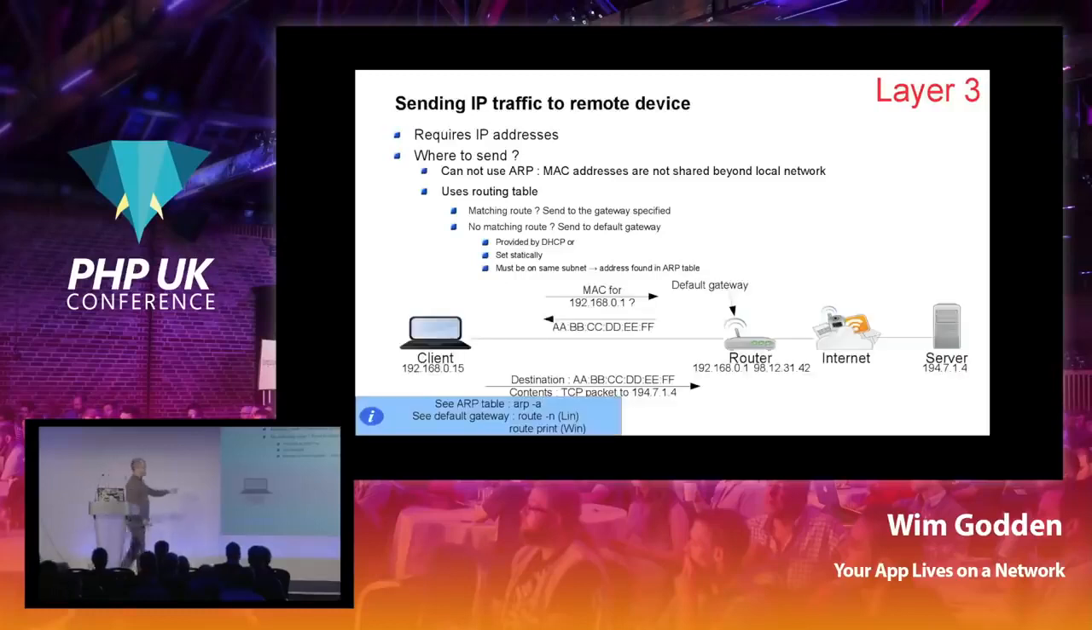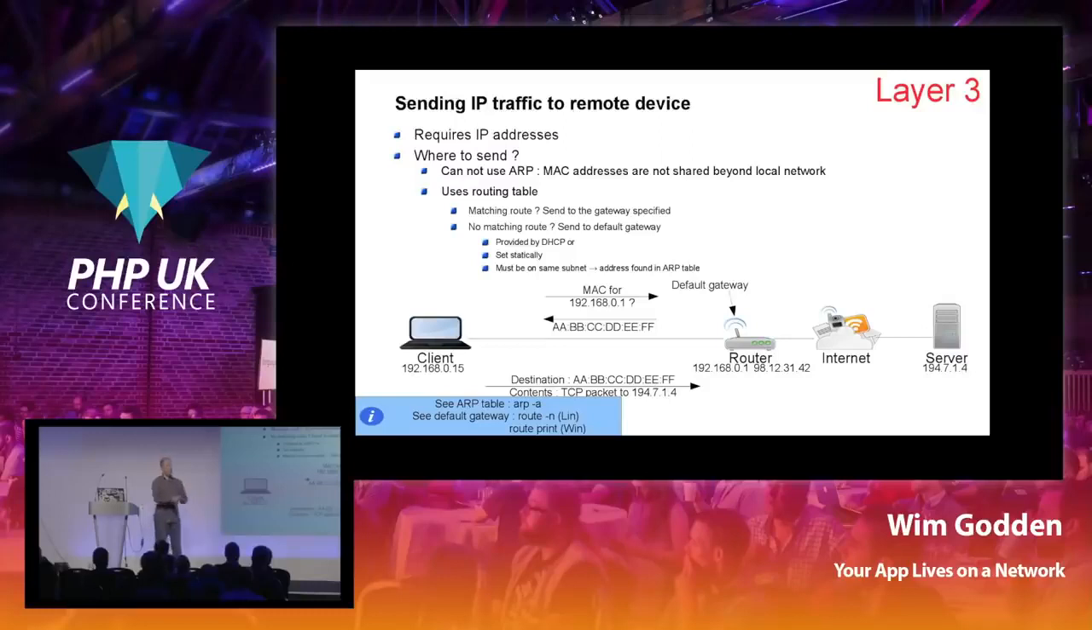And so what happens then is, if we want to communicate from our client to our server somewhere on the internet, then we say, OK, I want to communicate to the internet, which means I have to use my default gateway, which is that router over there. I'm going to ask for the MAC address, because that router is on my local network within the same IP range. I'm going to get that MAC address back. And now I'm going to send an Ethernet packet to my router, not to my server, to my router. And within there is a TCP packet for 194.7.1.4, the server.